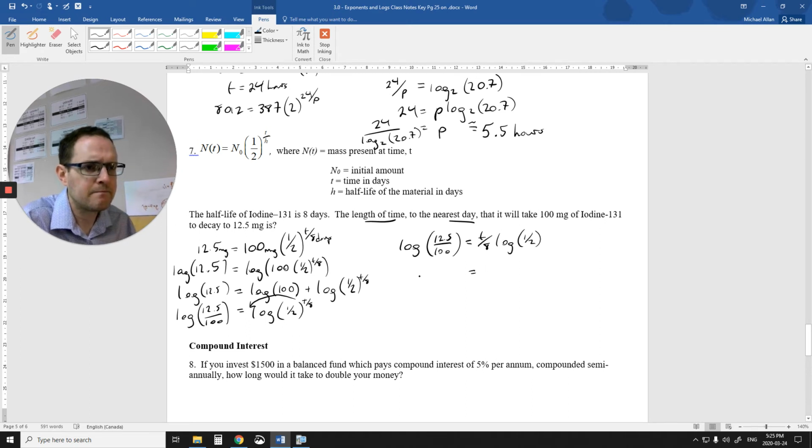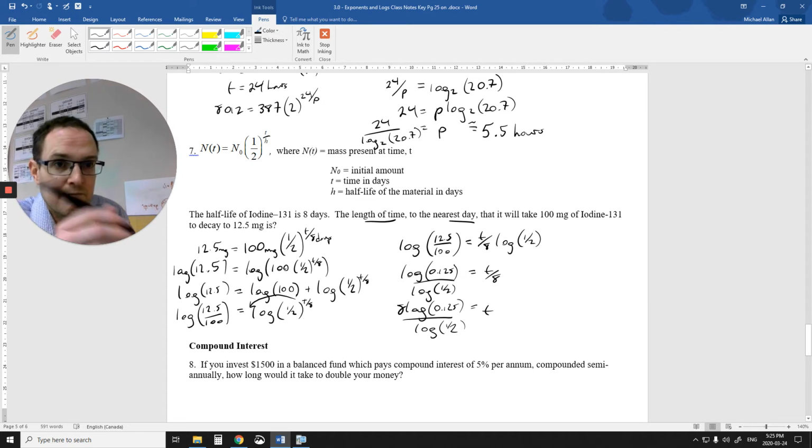All right. So now what I can do is divide these two logs. I'm going to divide these two numbers first of all. Then divide this other log over. You get t over 8. And then we're going to times the 8 up to the other side. So 8 times the log of 0.125 divided by log a half is equal to t.